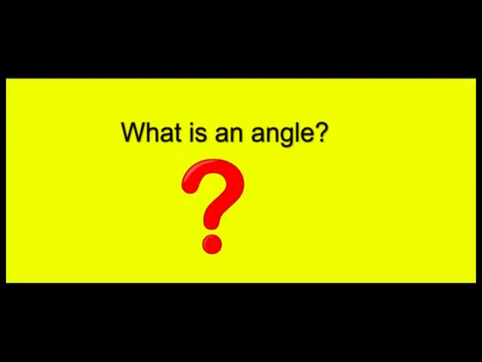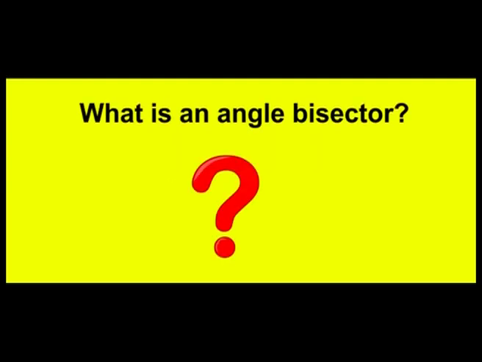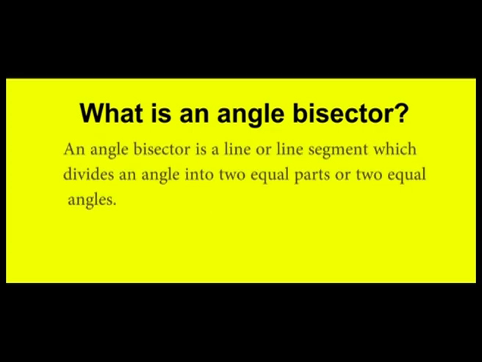Now let us recollect what we have learned today. First of all, we have talked about what an angle is, and we have learned that an angle is a shape formed by two lines or rays diverging from a common point called the vertex. Next, we have seen the angle bisector. An angle bisector is a line or a line segment that divides an angle into two equal or congruent angles.